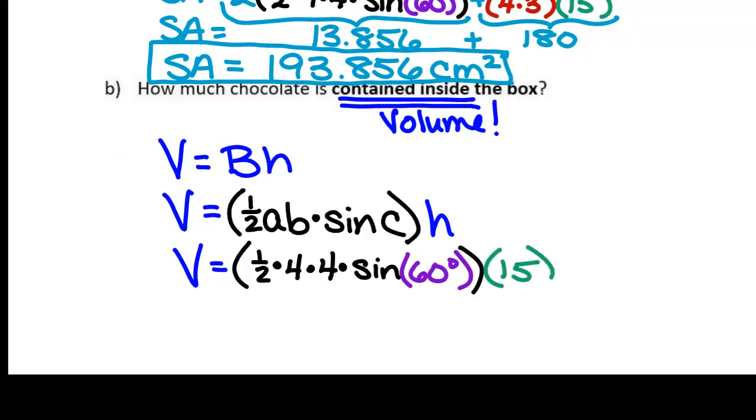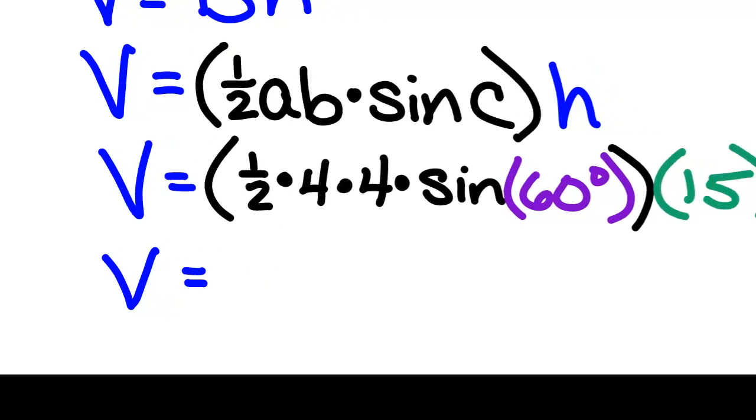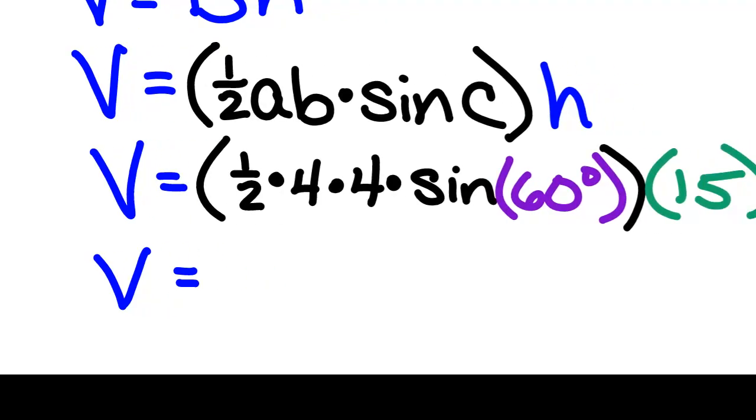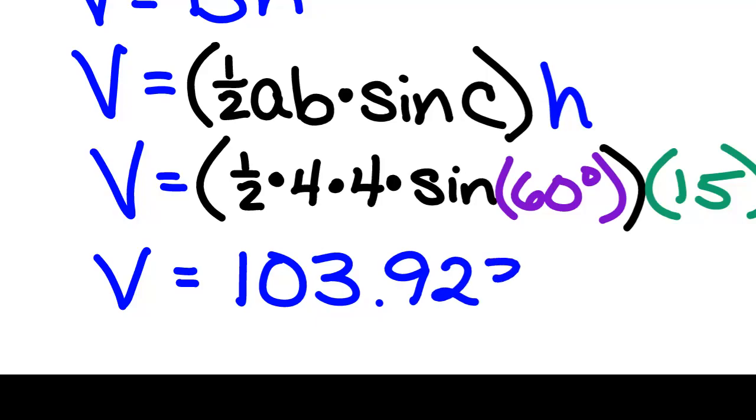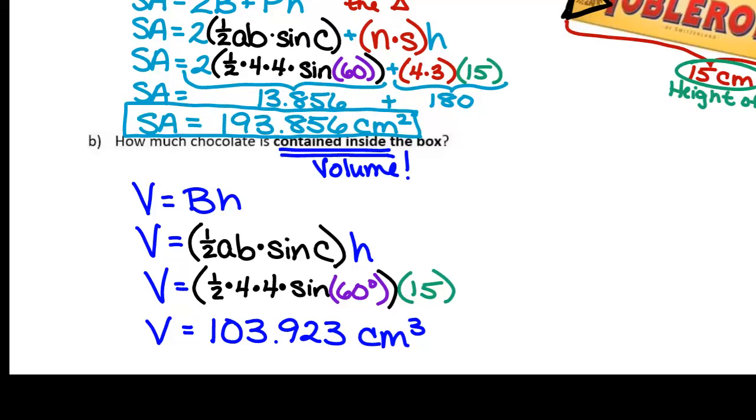15. So we're going to put this all into our calculator, one big long thing. Make sure you close the parentheses around the 60 degrees before you times it by the 15. A little bit louder. 103.923, and that would be centimeters cubed.